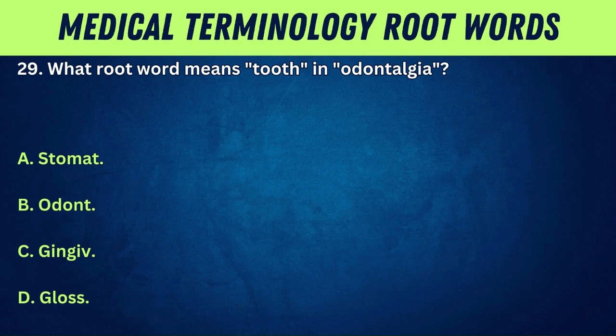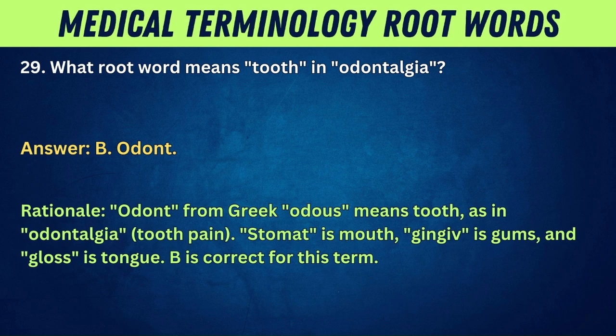29. What root word means tooth in odontalgia? A. Stomach. B. Odont. C. Gingive. D. Gloss. Answer: B. Odont. Rationale: odont from Greek odous means tooth, as in odontalgia, tooth pain. Stomach is mouth, gingive is gums, and gloss is tongue. B is correct for this term.